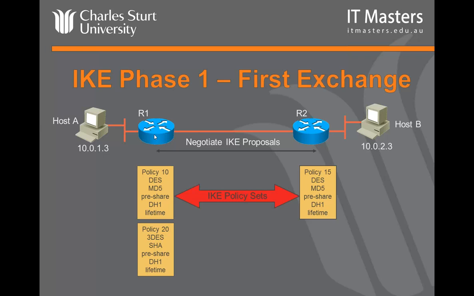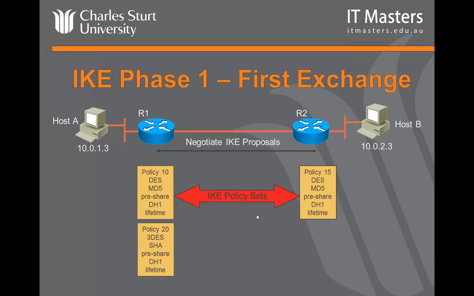So basically router 1 will make a proposal of policy 10 to router 2. Router 2 will look through its configured policies, and if it's got a matching one, it'll say, sure, I've got that, we're all good to go. Now you'll see router 1 has two policies set up, whereas router 2 only has one. So if some detail in policy 10 on router 1 didn't match policy 15 on router 2, then it wouldn't negotiate. It will then fall down to policy 20 and try to negotiate on that.